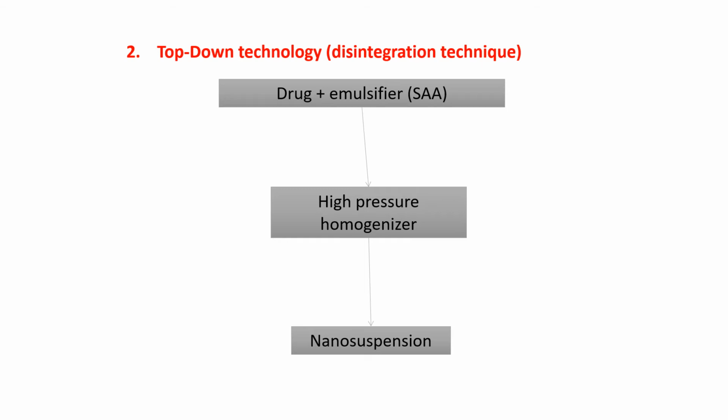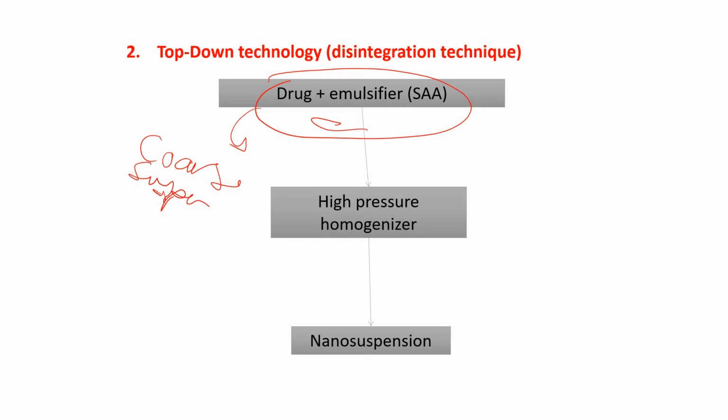The second technique to prepare nano suspension is top-down technology or disintegration technique. In this technique, you are mixing first the drug with the surfactant as a powder and disperse it in water. And after dispersing it in water, it will form, of course, coarse suspension, normal suspension, not nano suspension. And then you will push this suspension to pass through a grinder called high pressure homogenizer. High pressure homogenizer will convert this suspension into a nano suspension.